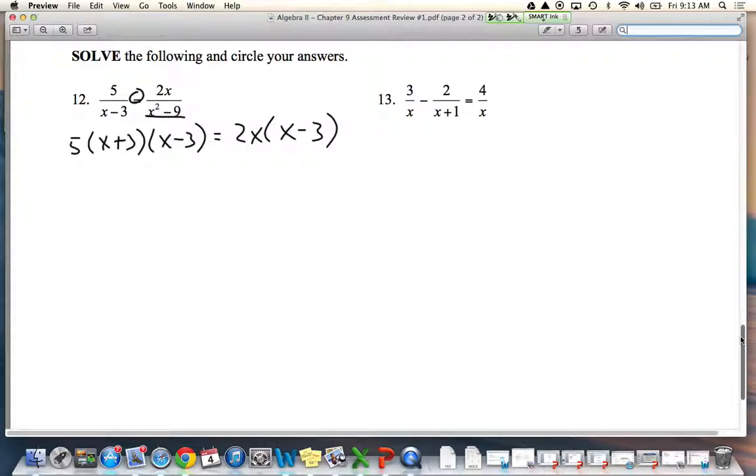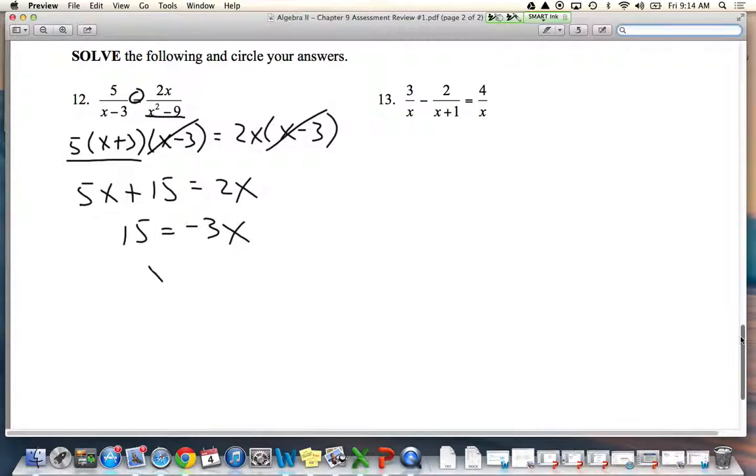Now, see I have x minus 3 here. I could divide both sides by x minus 3, which would mean they would go away. So I'm left with over here 5x plus 15 equals, and then all that's left over here is a plain old 2x. So I'm going to do one of two things, subtract 5x or bring the 2x across. It doesn't matter which way you do it. I'm lazy, so I want to do the least work possible. So I'm going to bring this over here instead. And then divide by 3, and I'm going to get x equals negative 5.